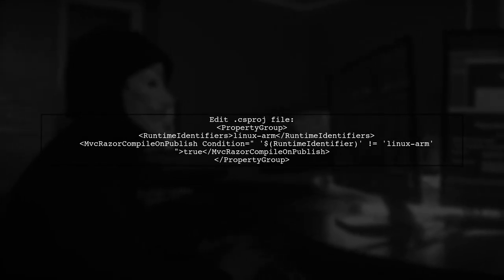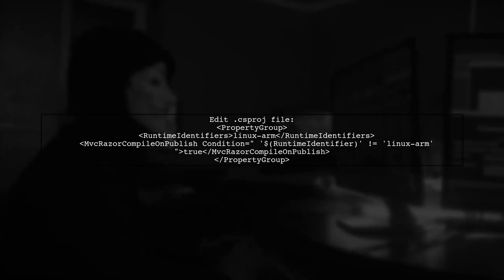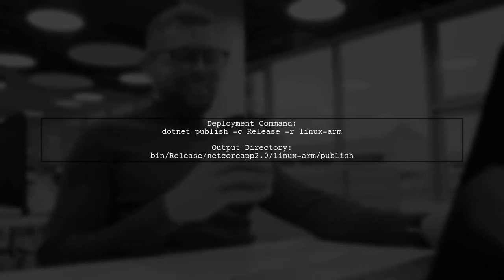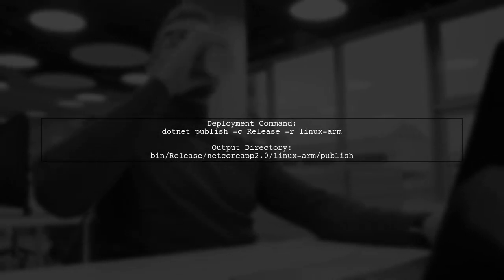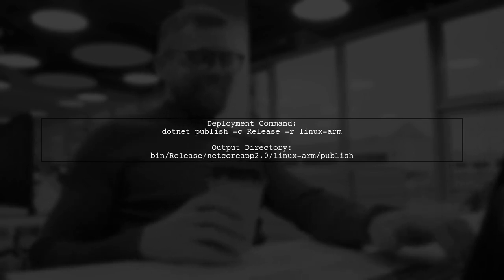For local development, modify your project file to include linux-arm as a runtime identifier. This allows you to use standard commands without extra parameters. When ready to deploy, simply run dotnet publish -c release -r linux-arm and use the binaries from the output directory.